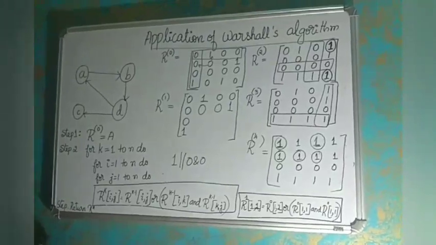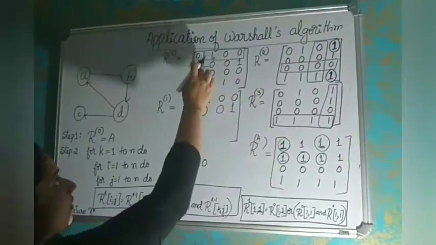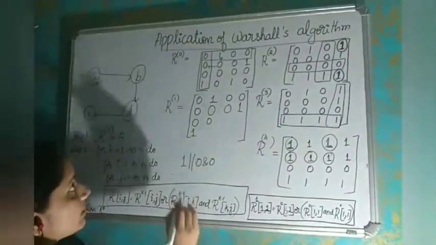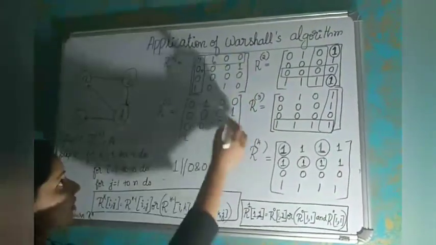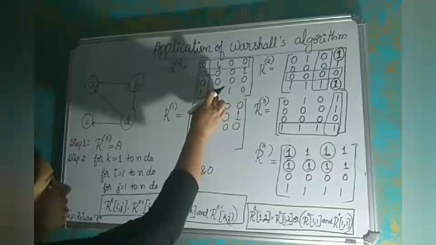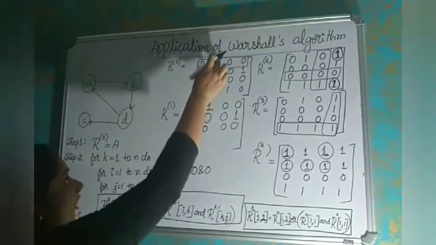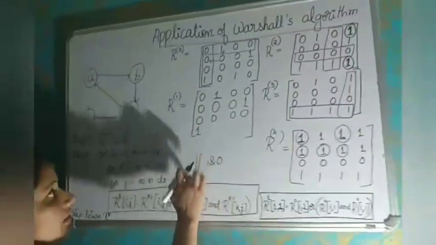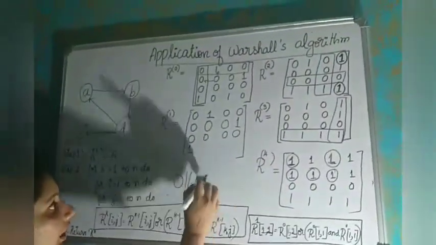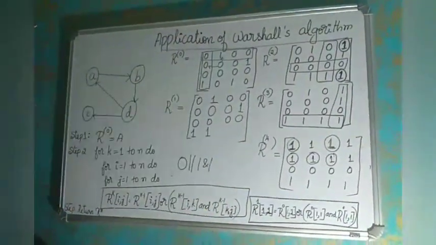Next we have got 0. So again 0 OR 0 and 1, that is 0 itself. 0 OR 0 and 0, that is also 0. 0 OR 0 and 0, that is also 0. Now look at this: 0 OR 1 and 1. In the same row you have 1, in the same column you have 1. So it is 0 OR 1 and 1, that is nothing but 1.